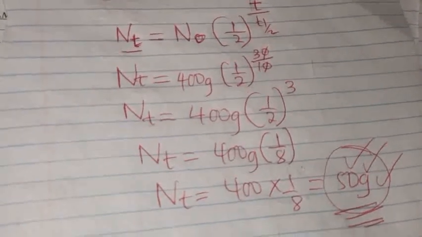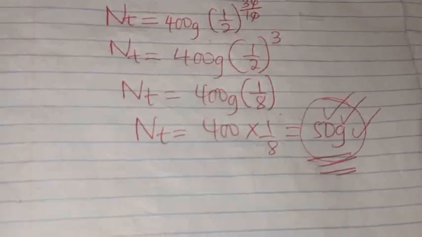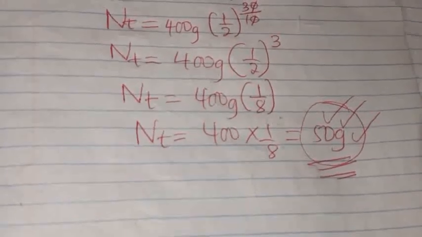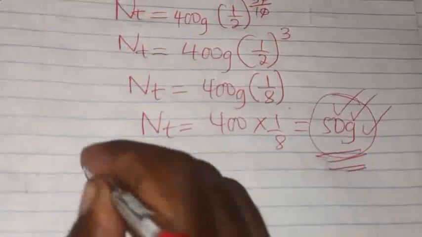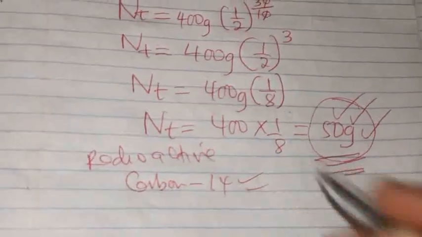Okay, this knowledge is very, very important. Why? Because it helps us understand how we can calculate the age of fossils. There is what we call carbon-14 dating. It is called radioactive carbon-14 dating. I can know the age of fossils of both plants and animals.